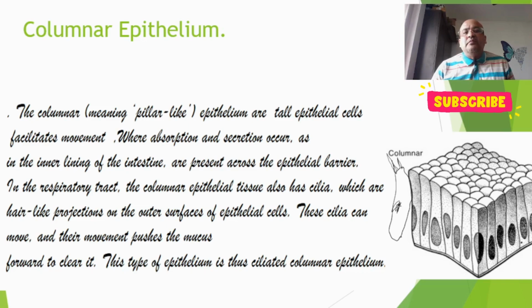So in columnar epithelium, what we have seen is that columnar cells are present in the intestine, in the digestive system, where absorption and secretion take place. And in the respiratory tract, we have cilia, hair-like structures, which facilitate the movement of mucus and clear it.